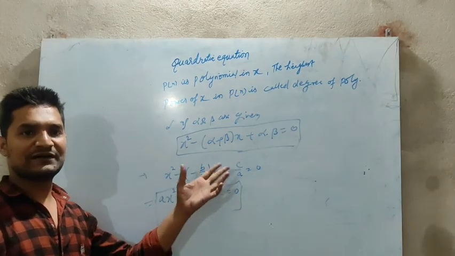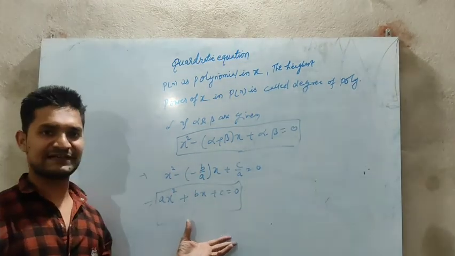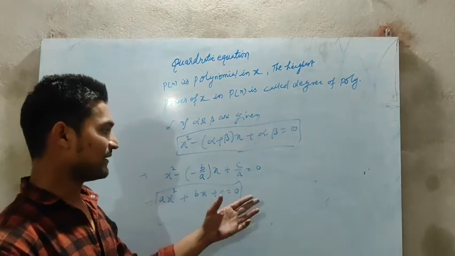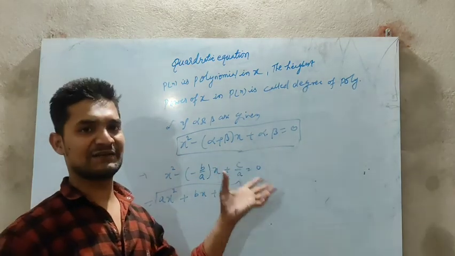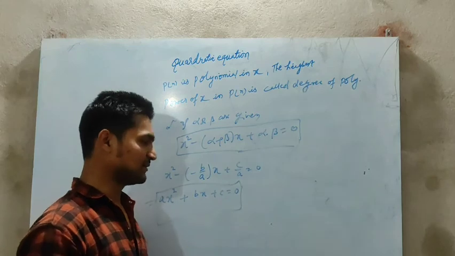Now this is all the theory about the quadratic equation: how we find the roots and zeros of the quadratic equation, and if the roots are given, then how to find the quadratic equation.